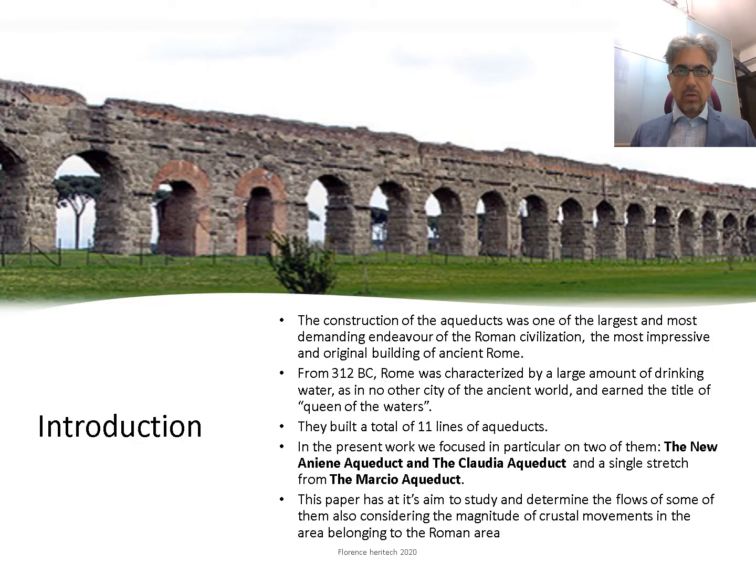The construction of the aqueducts in Roman time was one of the greatest engineering works of that time. In Rome there were 11 aqueducts, and in this specific work we'll deal with the Aniene Nuovo aqueduct and the Claudia aqueduct and a small part of the Marcia aqueduct. The purpose of this work is to determine the flows in some of the aqueducts and evaluate if there is any correlation with variation in slope and geodynamic movement of the area.